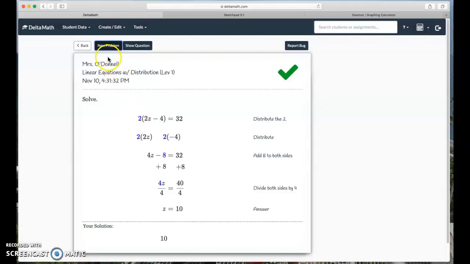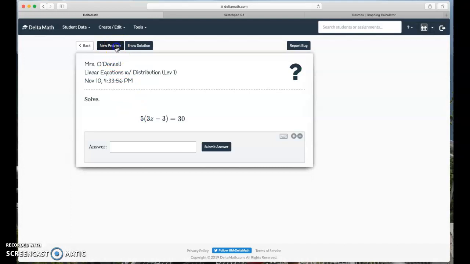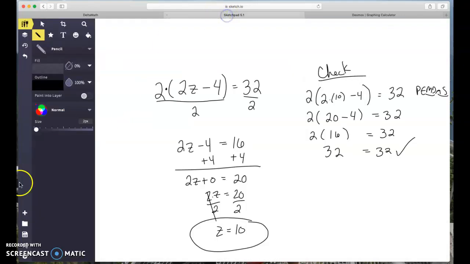All right. Now let's check out another problem, one that maybe doesn't work out. I mean, they're giving us nice problems. Oh, these all work out too nicely. Oh my gosh, Delta Math. Give me something harder. All right, well, we'll try this one. So we've got 2 times 3x minus 7 equals 22.